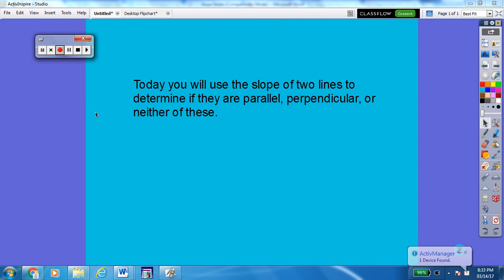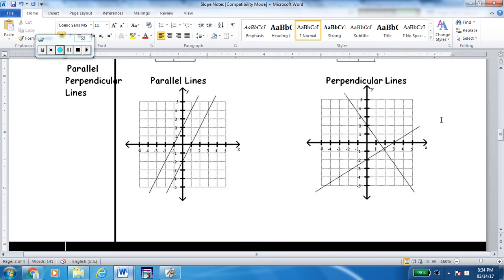Hello again, class. Today, the purpose of this video is to help you use slope to determine if lines are parallel, perpendicular, or neither of these. So I'd like you to take out your notes from yesterday. You should have glued these, I believe, on page 72.